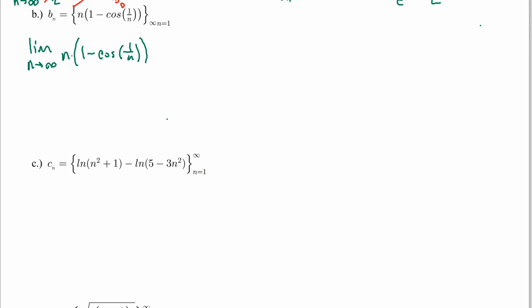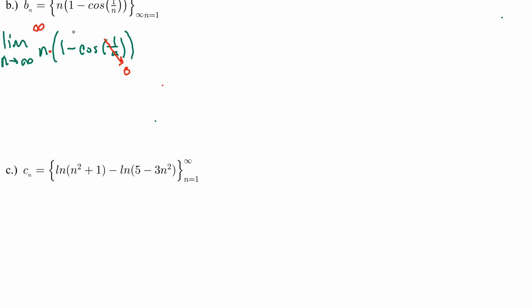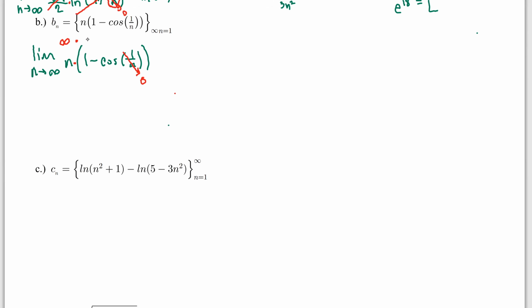Now, looking at these two factors, as n approaches infinity, we could say the first factor approaches infinity. Observing that this argument approaches 0 as n goes to infinity, and cosine of 0 is 1, then this factor looks like 1 minus 1. So we have the indeterminate form infinity times 0, not necessarily 0. So we're going to manipulate this so that we can use L'Hopital's rule. In this case, we can write it as the limit as n goes to infinity of 1 minus cosine of 1 over n divided by the reciprocal 1 over n.